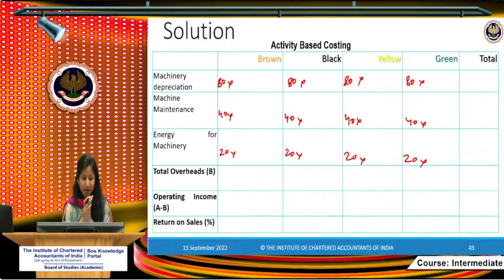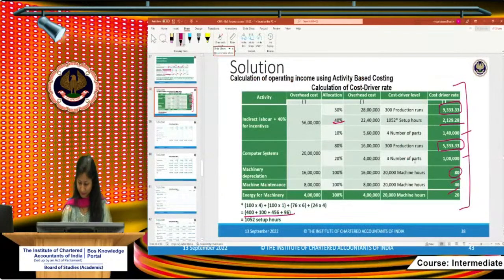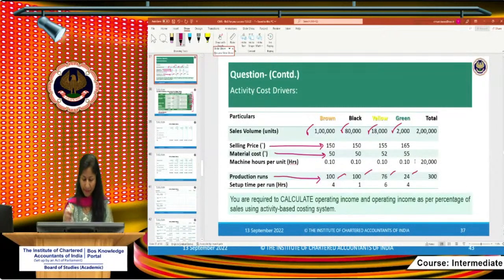Now, how to multiply this figure? Because you calculated this figure on the total number of machine hours, which was 20,000, and you have the information of machine hours per unit and number of units. So you are going to multiply these per unit figures with units and machine hours. What are those? It is in the question. What units do you have? 1 lakh, 80,000, 18,000 and 2,000. Let's multiply these figures first.